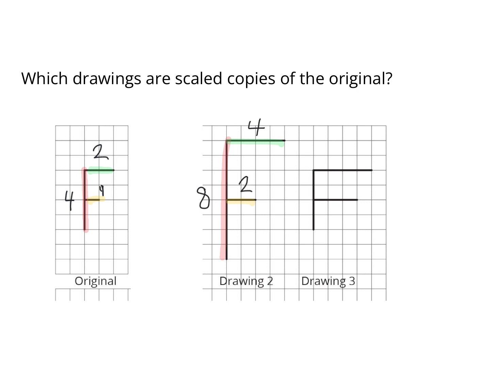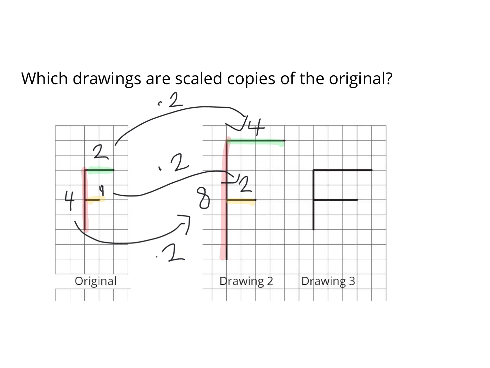So what do you notice? What happened? What I notice is that every side length was multiplied by 2. So 4 times 2 is 8, and 2 times 2 is 4, and 1 times 2 is 2. So we multiplied by 2 every time for every side length.